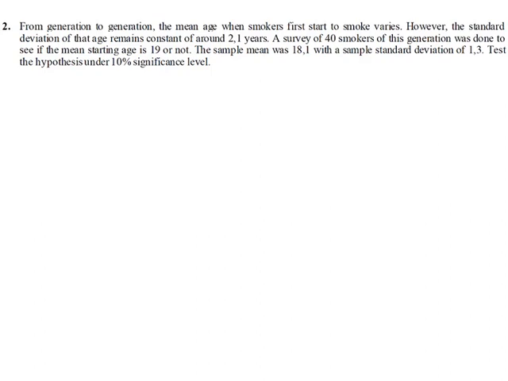Let's read it. From generation to generation, the mean age when smokers first start to smoke varies. However, the standard deviation of the age remains constant and around 2.1 years. A survey of 40 smokers of this generation was done to see if the mean starting age is 19 or not. The sample mean was 18.1 with a sample standard deviation of 1.3. Test the hypothesis under 10% significance level.